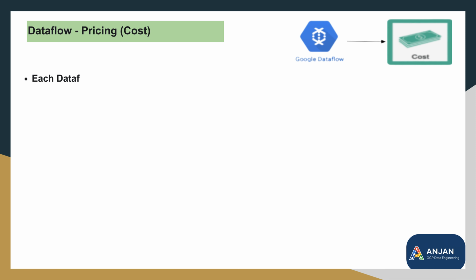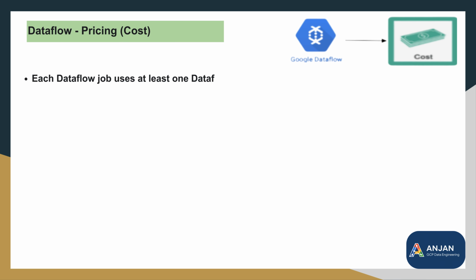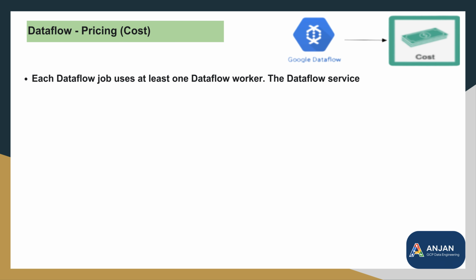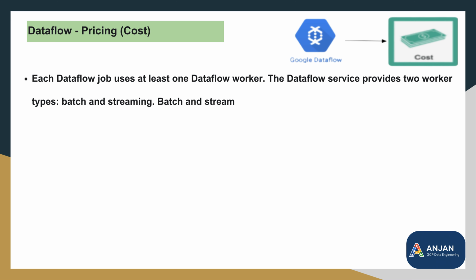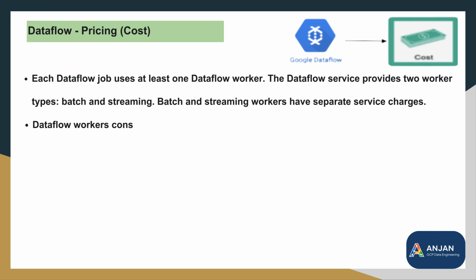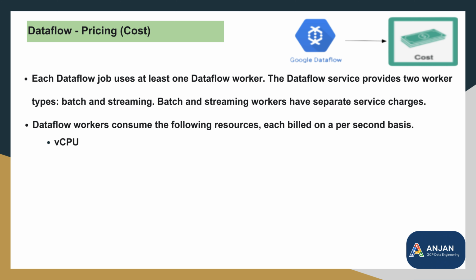How Dataflow pricing or cost is calculated. Each Dataflow job uses at least one Dataflow worker. The Dataflow service provides two worker types, batch and streaming. Batch and streaming workers have separate service charges. Dataflow workers consume the following resources, each billed on a per-second basis. The CPU, memory, storage, GPU is optional by the way.